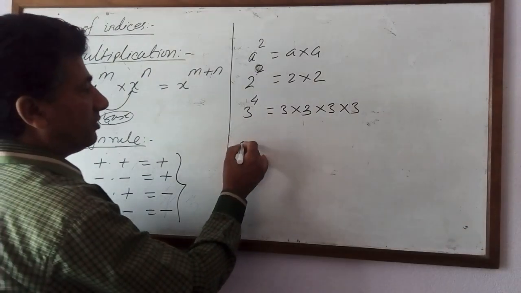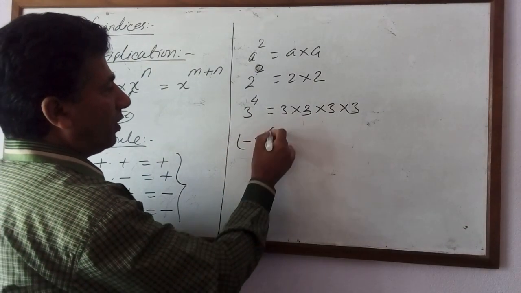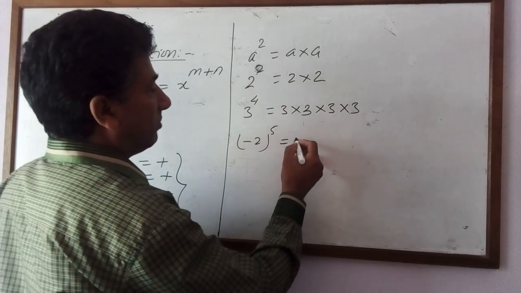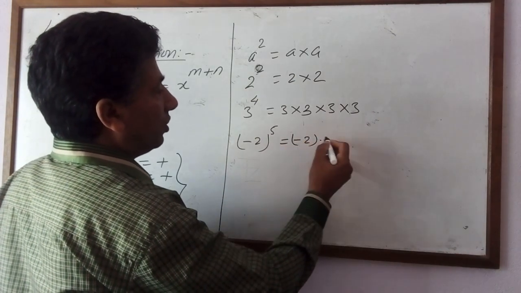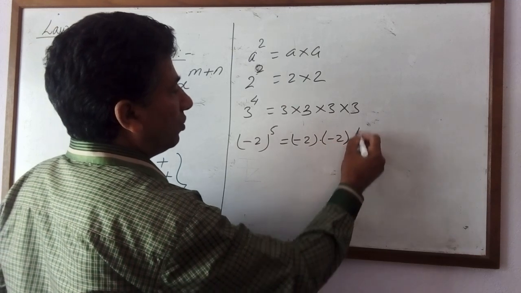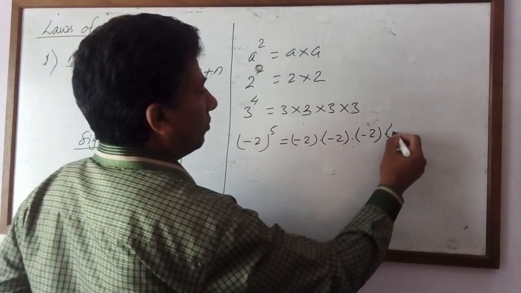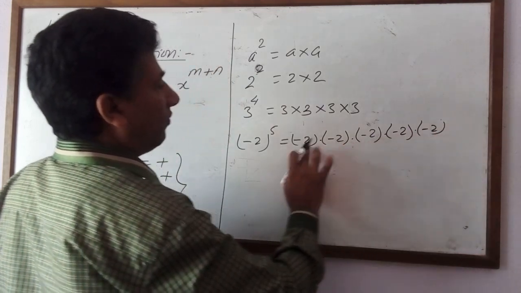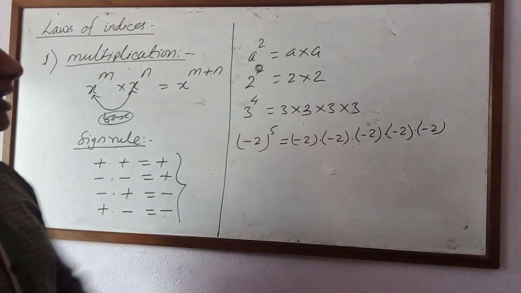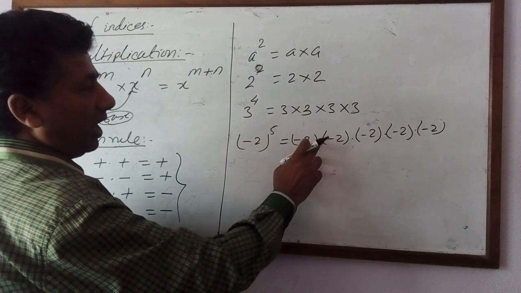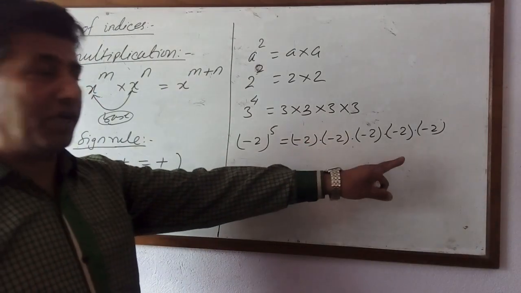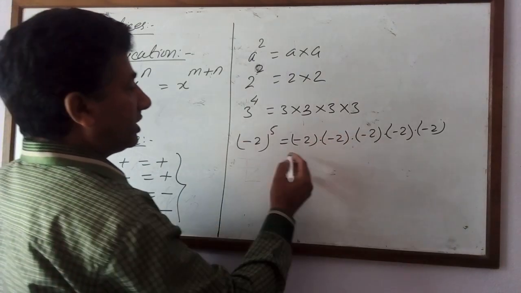If I write minus 2 power 5, then multiply this minus 2 five times by itself: minus 2, minus 2, minus 2, minus 2, minus 2. 1, 2, 3, 4, 5. Now, this is the meaning. When you multiply like this, I didn't write a multiplication sign. Bracket means multiplication, you have to understand.